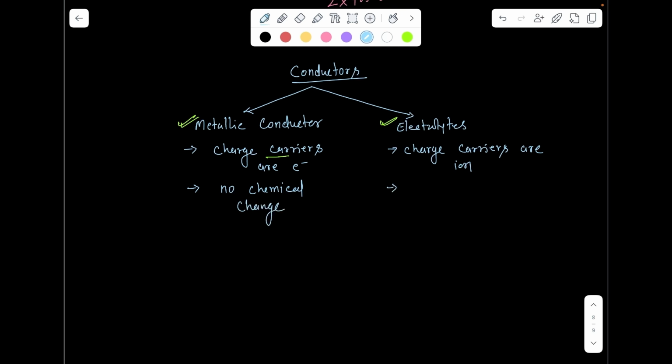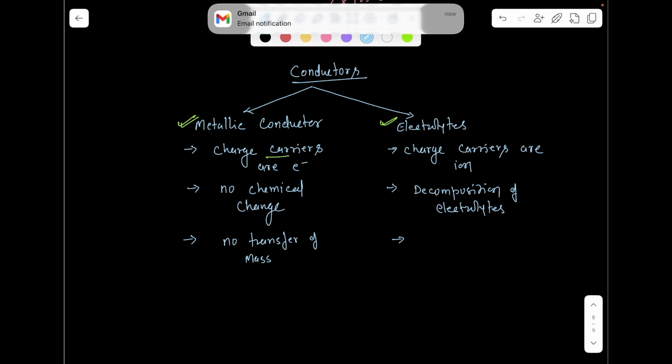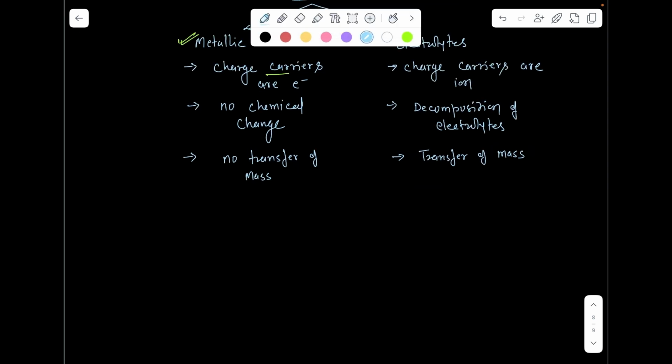Here, electrolytes will get decomposed. No transfer of mass, and here the transfer of mass. In that case, resistance happens due to the collision. So when the temperature increases, resistance will increase. And here when the temperature is increasing, resistance will decrease. So metallic is considered the better conductor compared to the electrolytes.